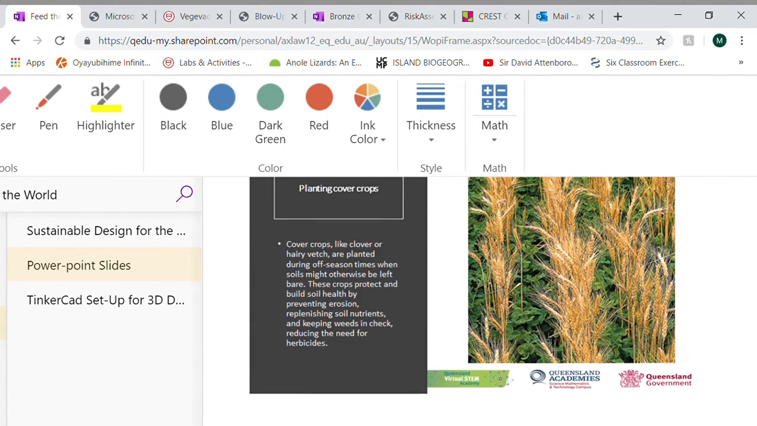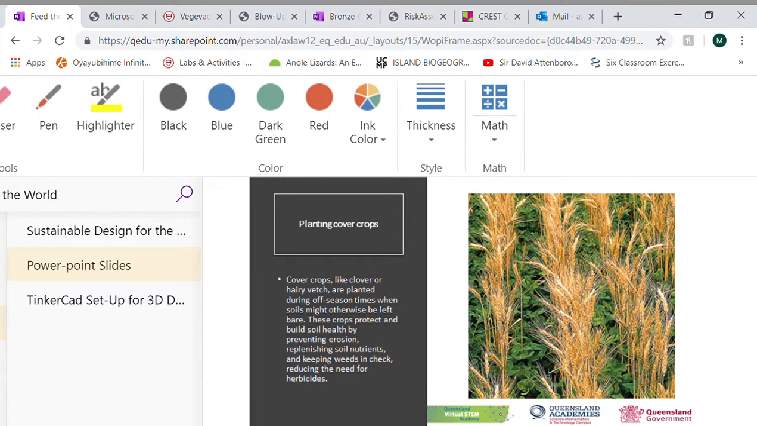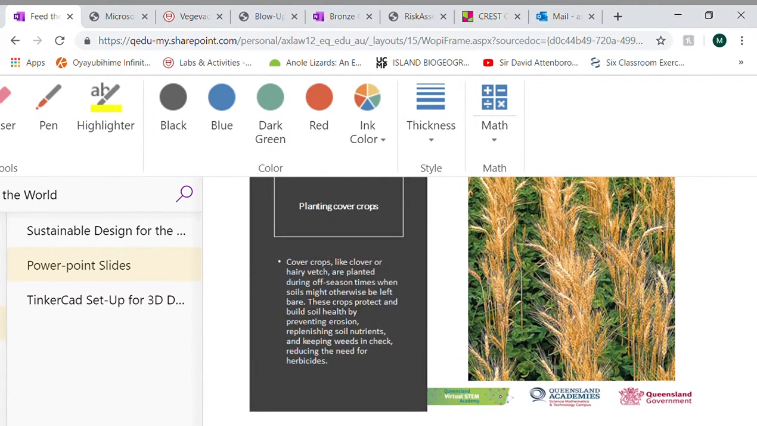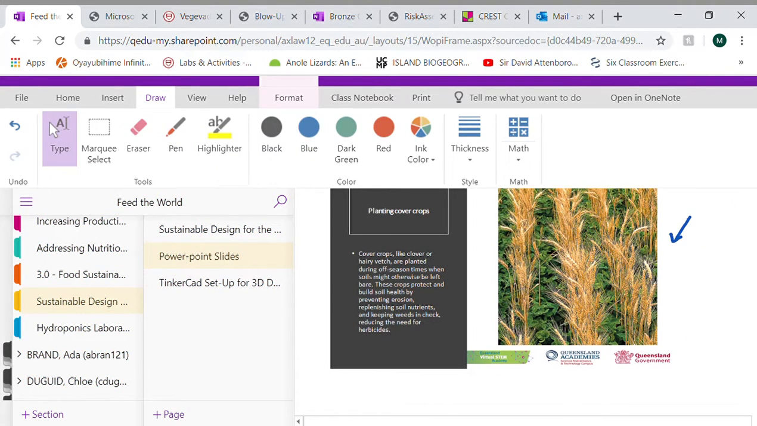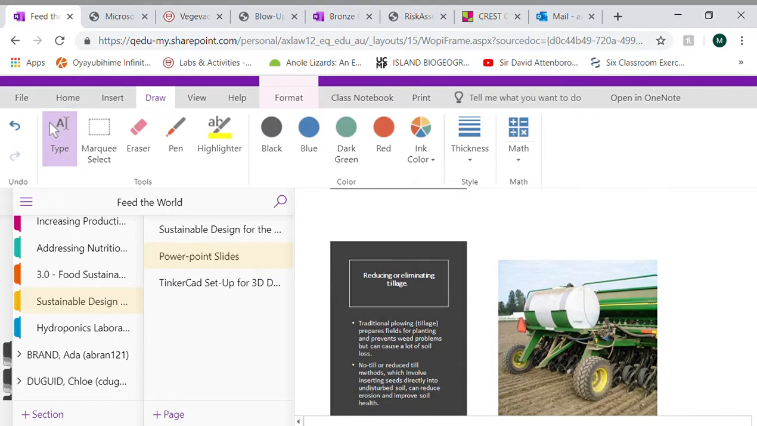You can plant cover crops, like clover, or in this case on the right-hand side, what is called hairy vetch. These plants are planted during the off-season when soils might be left bare, and these crops protect and build our soil health. They prevent erosion, replenish soil nutrients, and keep our weeds in check. And they reduce the need for herbicide, which was very important. We talked about that in our first lesson, about the importance of herbicide elimination.